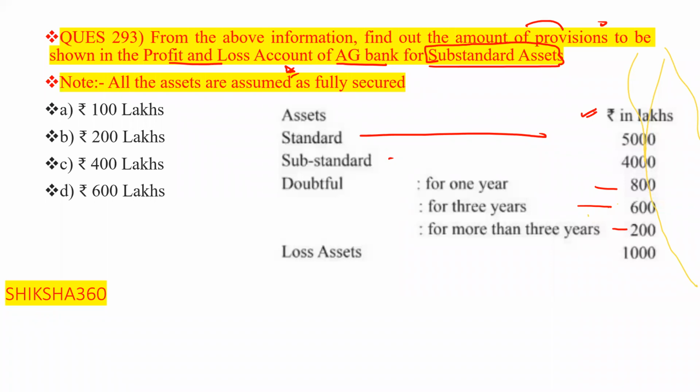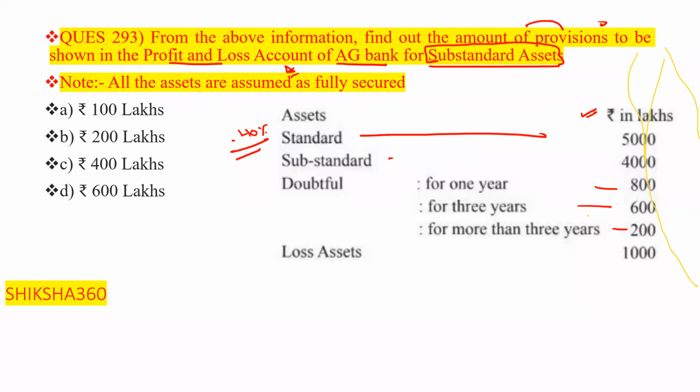What is this type of standard asset? If there is nothing mentioned regarding the standard asset, how much provisioning will we take? If nothing specific is mentioned, the provisioning amount we will take is 0.40%. Basically, if nothing is mentioned in the question, we will take the provisioning amount as 0.40%.